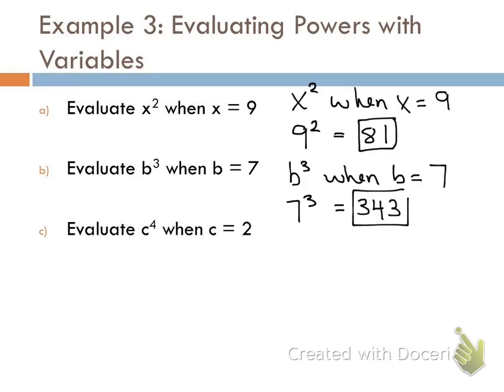All right, and then last but not least, evaluate c to the fourth when c equals 2. So again, original problem, c to the fourth. When c equals 2, make your substitution. 2 to the fourth equals 16. And if you understand that, that's everything you need to know for 1.3.